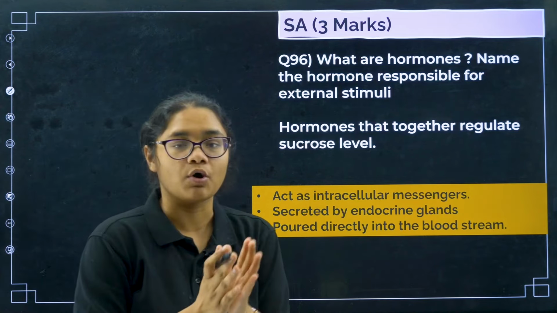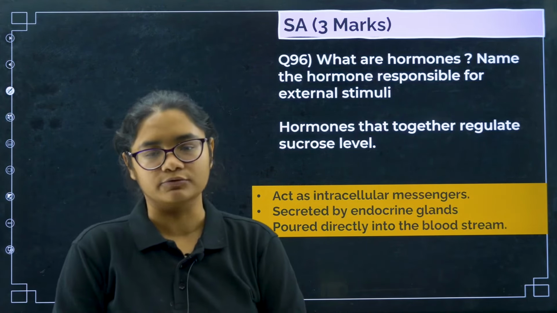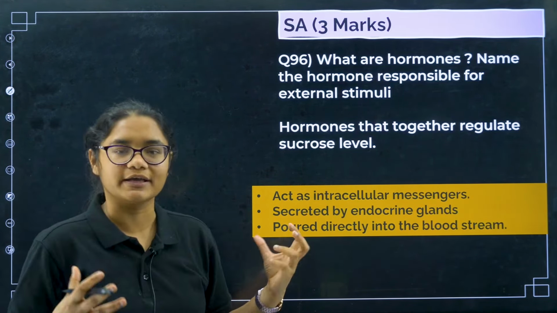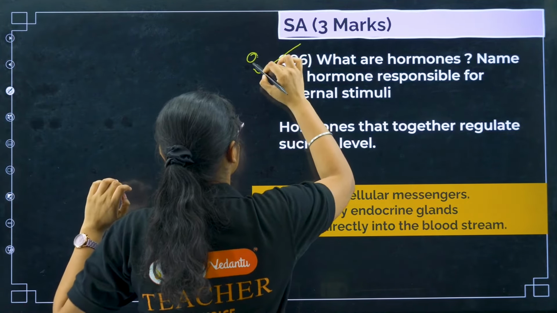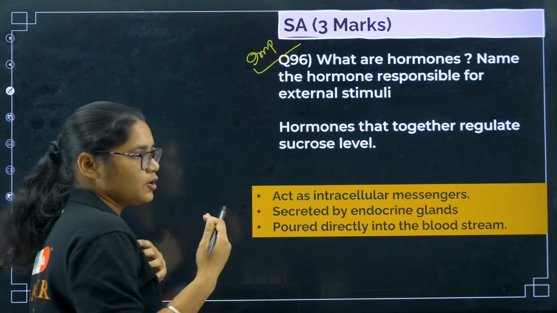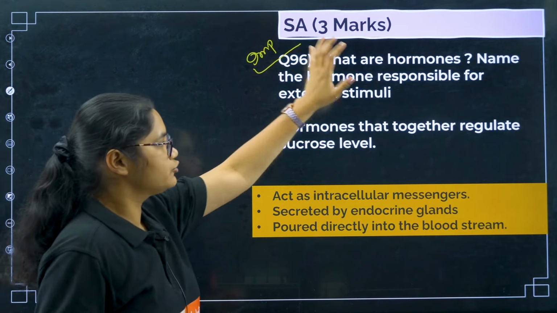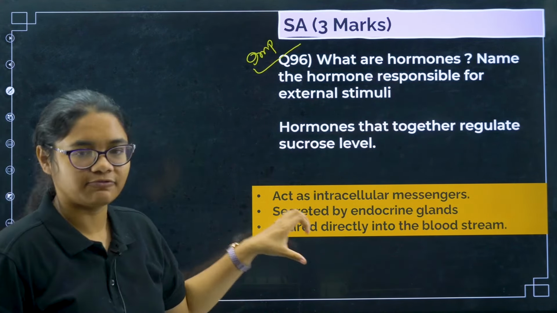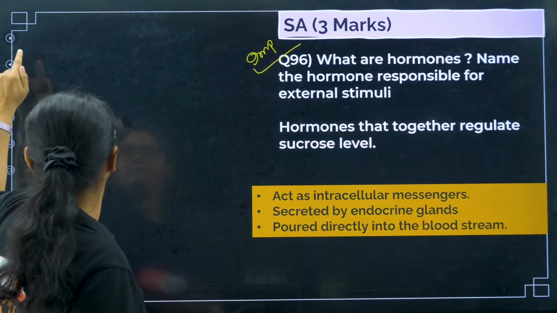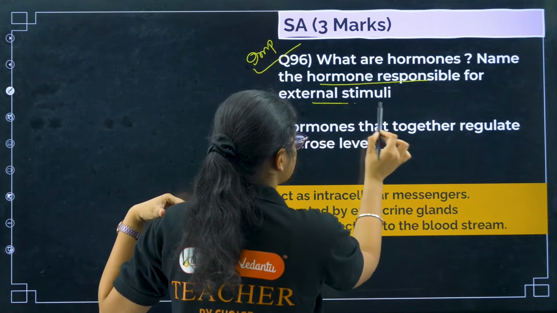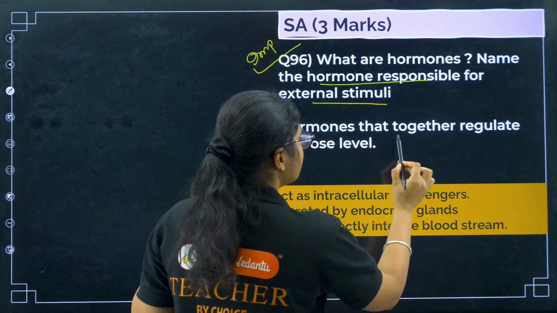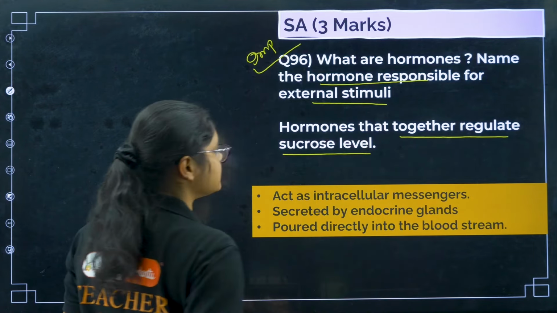The first one is hormones and the function of hormones. Very important. This is also, you can say, a new question in the market. It is important, but sometimes it is not asked regularly. So you should know the hormones and their functions. I have given you a table. For example, the question is asked like, which hormone is responsible for external stimuli, which hormone is responsible to regulate the sugar level.